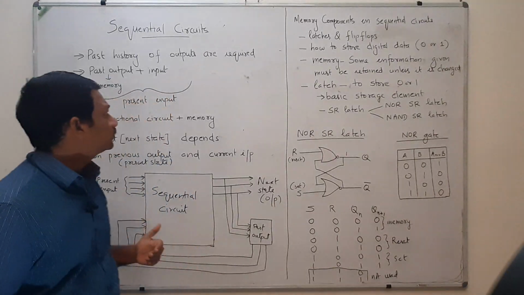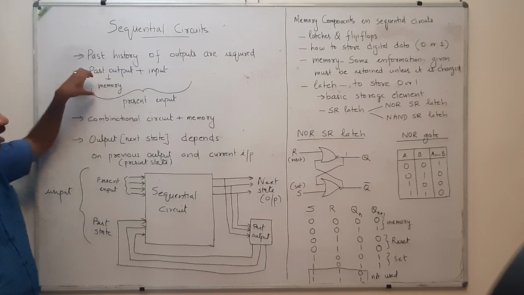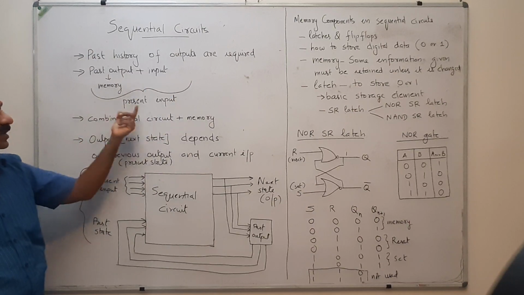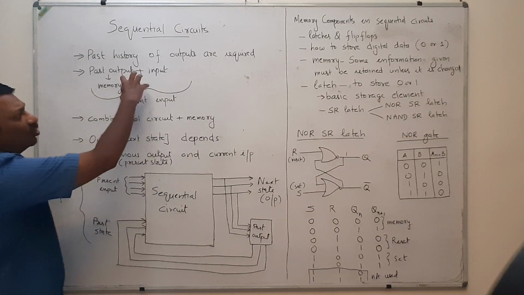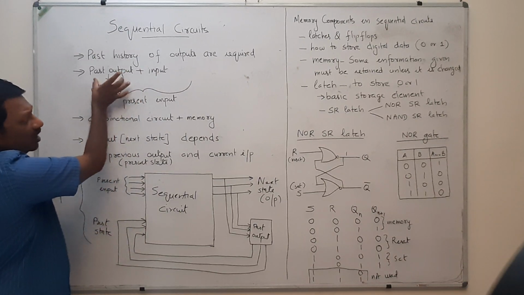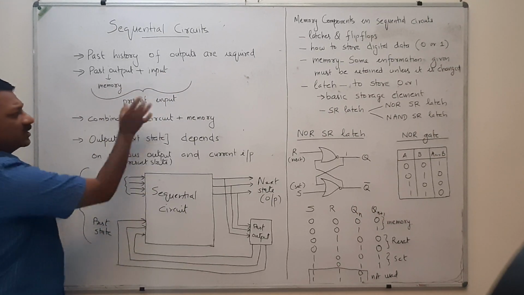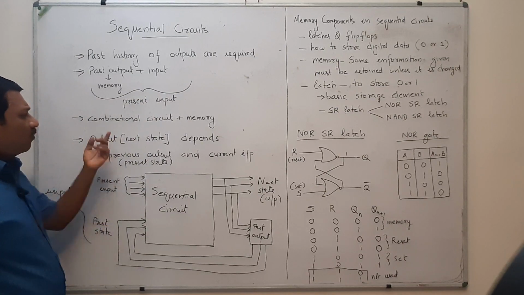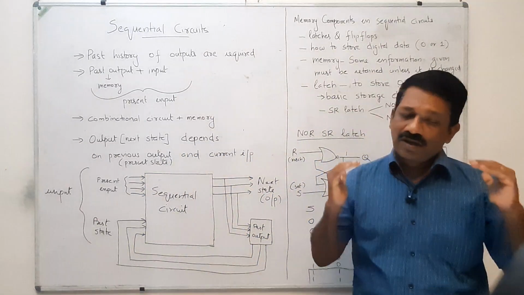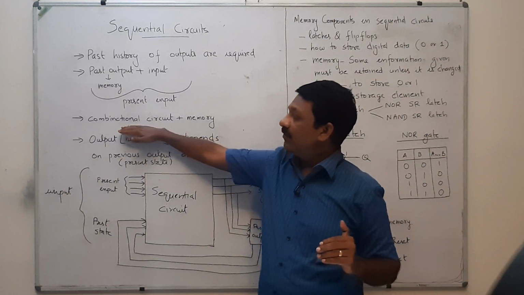Now, past output is known as memory. Past output is otherwise known as memory. The output depends on the past output as well as the current input, and both of them collectively form the present input. A sequential circuit can be considered as a combinational circuit with memory.